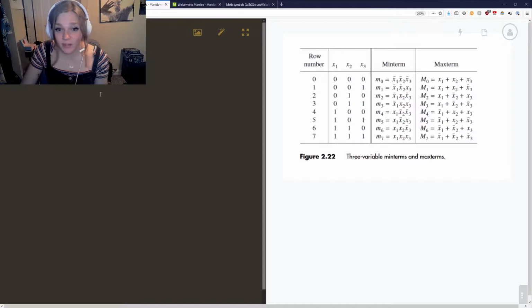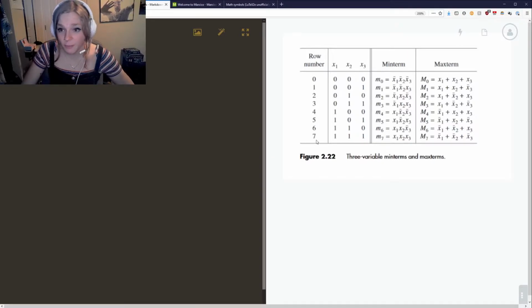Alright, looking at this, we've got our max term and min term table. This is from that section in the notebook. This is essentially just the row number for a 3 variable equation and the corresponding min terms and max terms. These are all possible values of these 3 variables: 0, 0, 0, 0, 0, 1, 0, 1, 0, all of those.